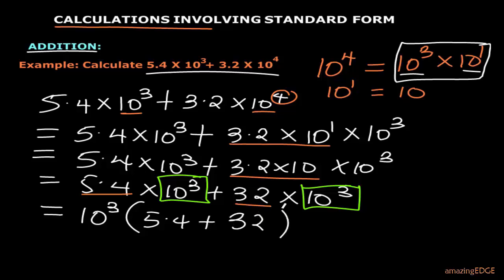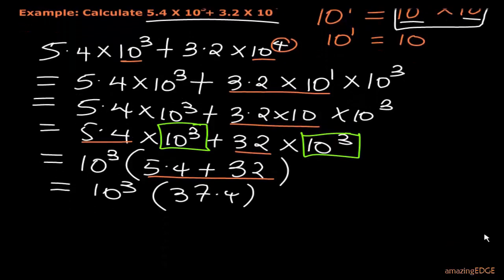So at the end of the day, what do we have? So what we have is this. So this is 10 cubed, then bracket. If you add up here, you have 5.4 plus 32. That will give us 37.4. So you have 37.4. So you remove the bracket, and this is like 37.4 times 10 cubed. But this one is not properly in a standard form.